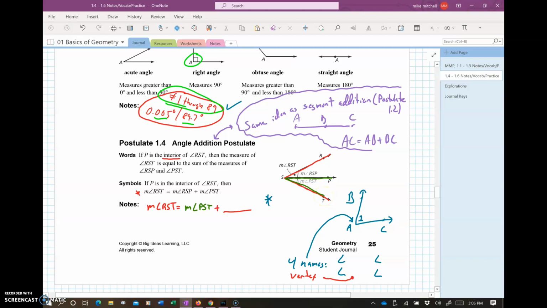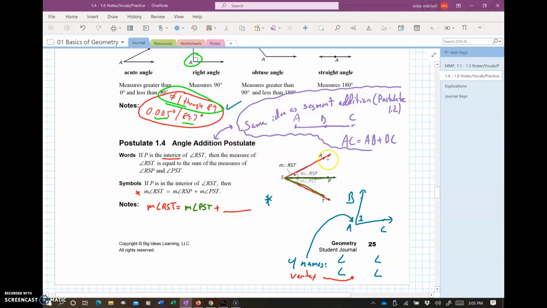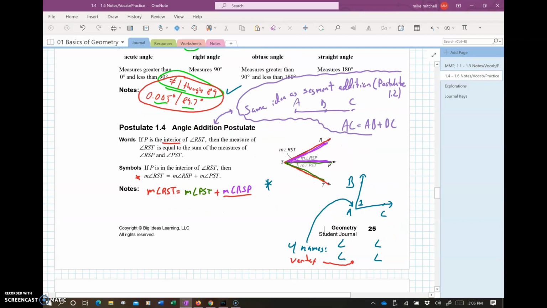What angle's left to go in there? What adds up to RST? Try to get it in there. You can pause this video. I'm going to do it in purple. PSR or RSP. I'll just leave it RSP, that's good right there. And we can do that. Name this angle down here in 4 different ways. Okay, pause the video, try it, come back and check it.